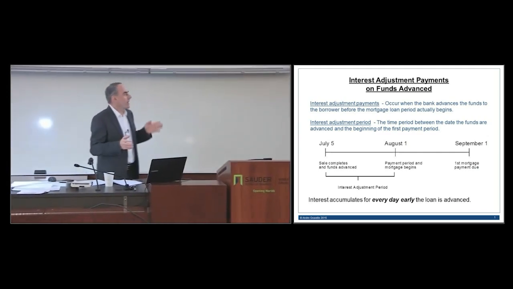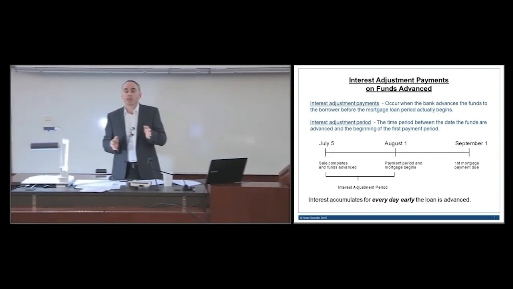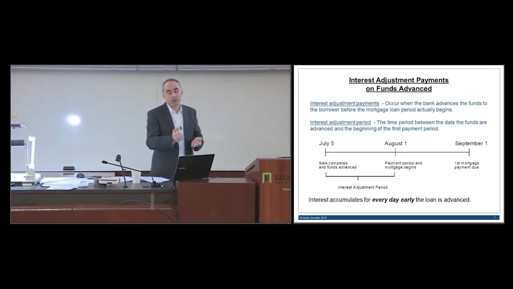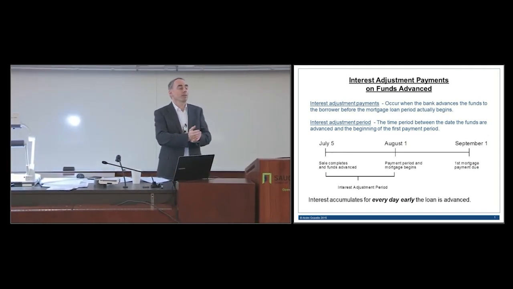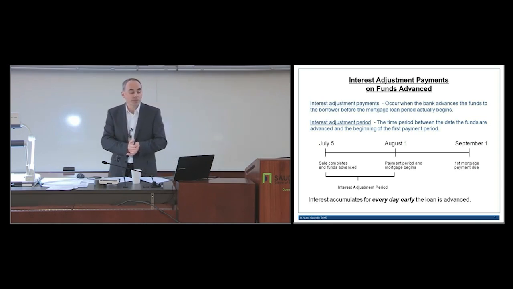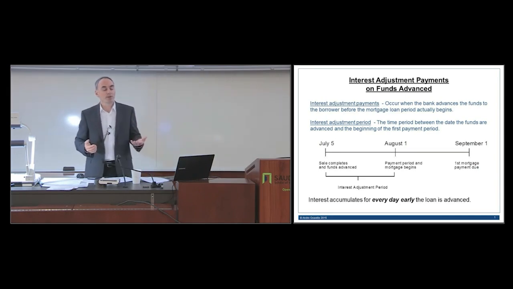So the timeline that we have depicts 3 dates. And the 3 dates will be July 5th, August 1st, and September 1st. So July 5th is the key date. So this is the date the sale completes. The completion date, that's the date you need the money. Well, August 1st in this instance is when the payment period and the mortgage begin. 1 month later, the first payment is due.